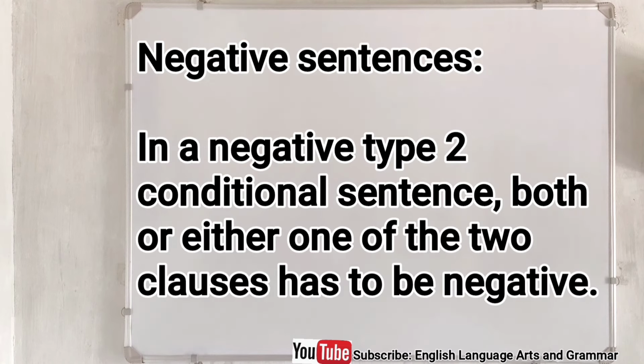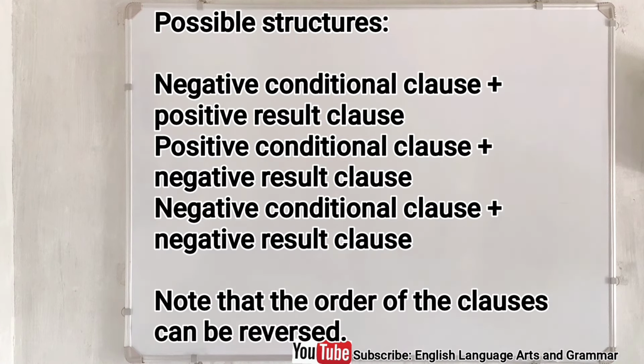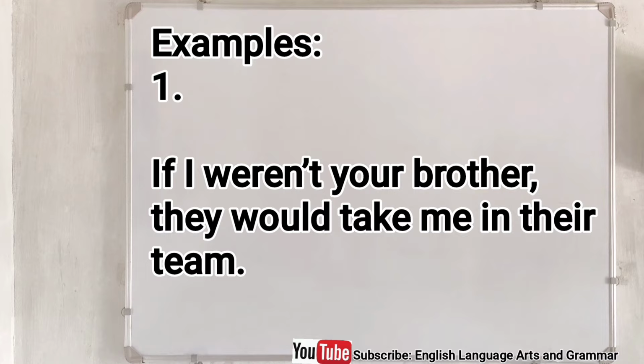Let us learn some negative sentences. In a negative type 2 conditional sentence, both or either one of the two clauses has to be negative. Some possible structures: negative conditional clause plus positive result clause, positive conditional clause plus negative result clause, negative conditional clause plus negative result clause. Note that the order of the clauses can be reversed. Let us see some examples.